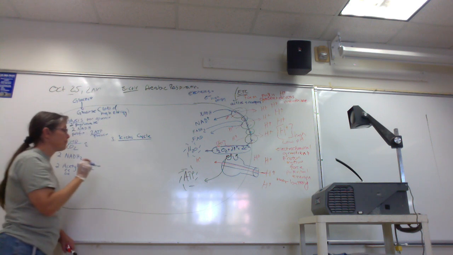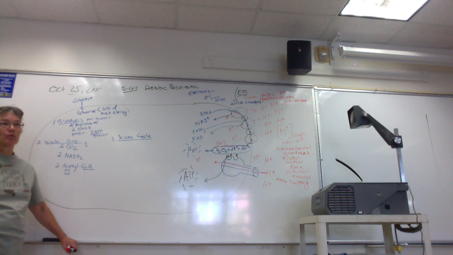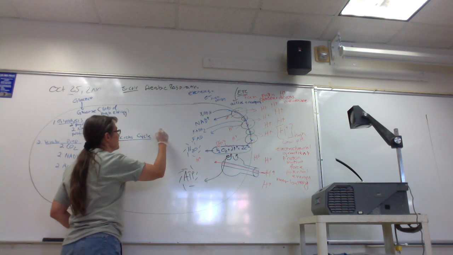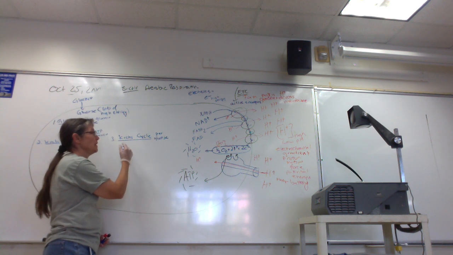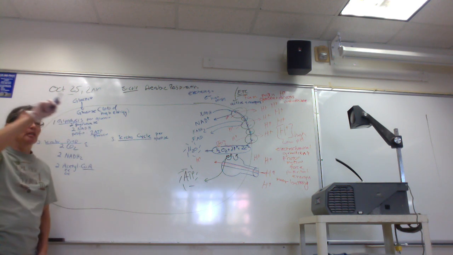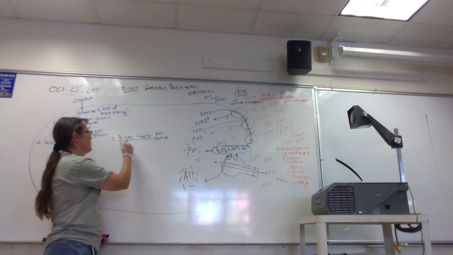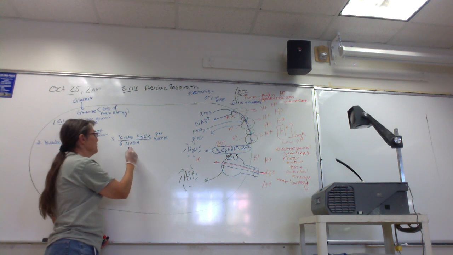So you guys, do you remember per glucose, the cycle turns twice, right? So per glucose, do you remember how many reduced NADH we're going to make? 1 turn, and this will be per glucose, so it'll be 2 turns. It'll turn twice. 6. Awesome. Oh my God, you guys are good. And what about FADH2? 2.